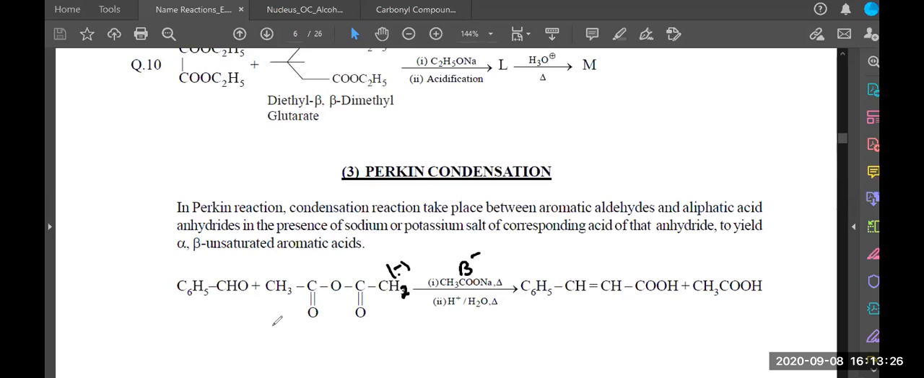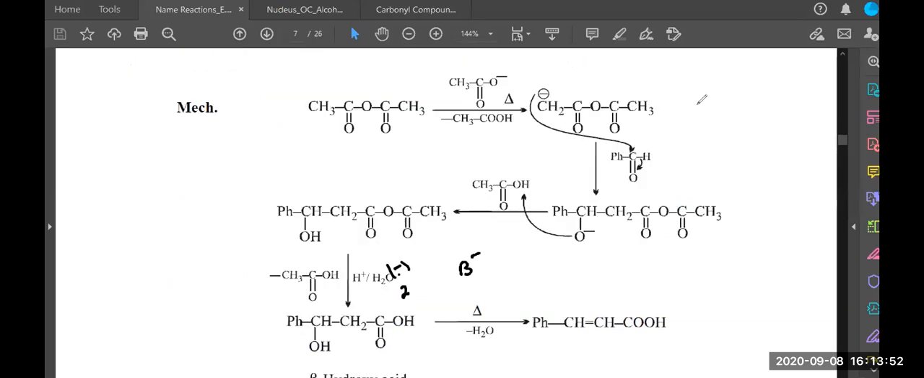Isha, try to think about the total mechanism. We have O, the leaving group is H2O. Just think about this leaving group. Is the leaving group H2O here? It is almost the same as Claisen ester condensation. In Claisen ester condensation, the leaving group was OR.